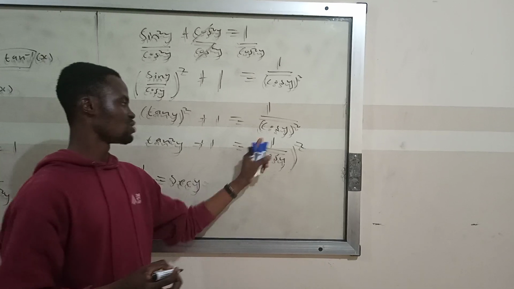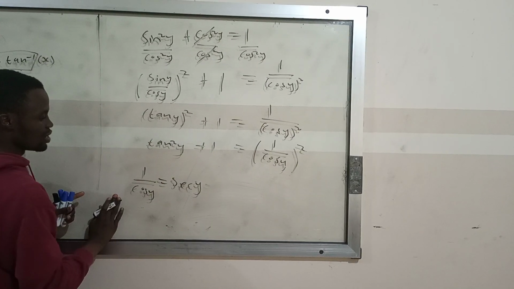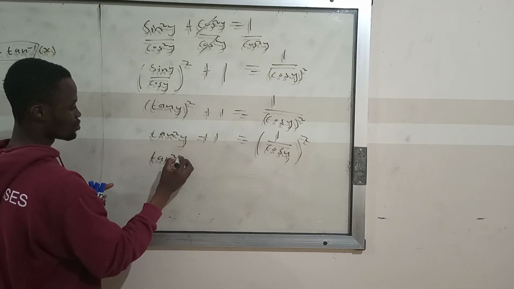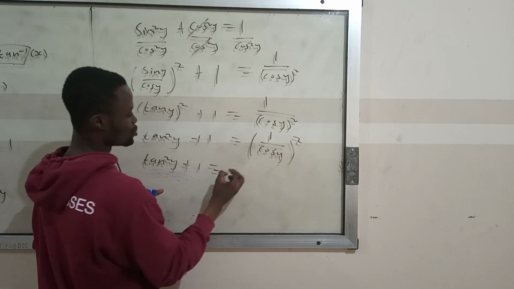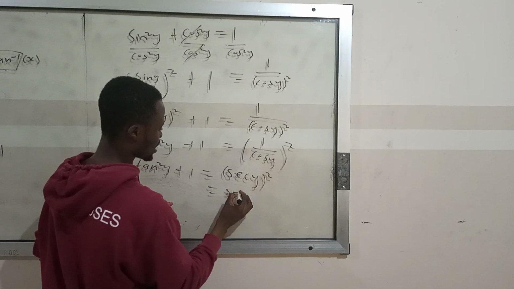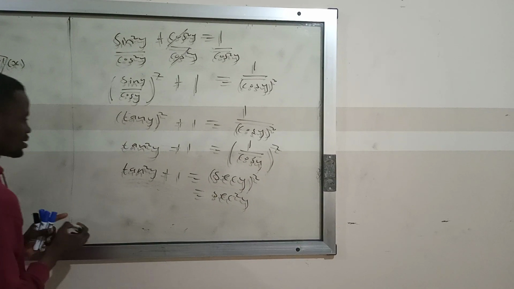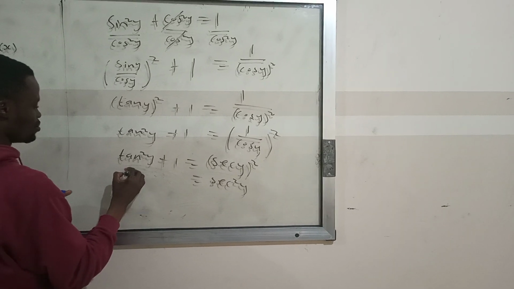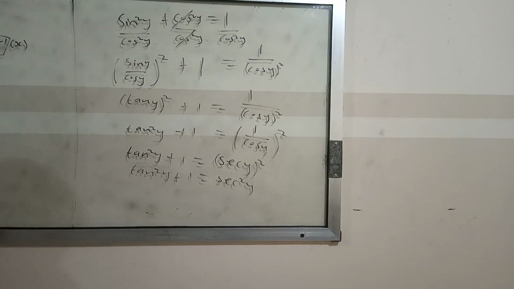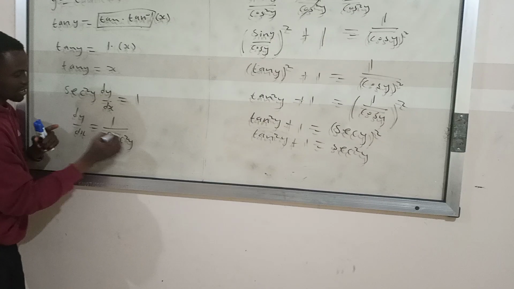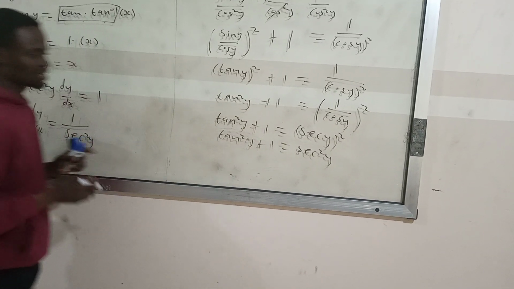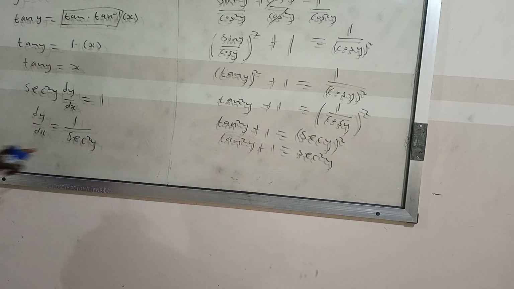So it means that in place of this whole thing, you can put sec there. So here, we are going to get tan square y plus 1 equal to sec y all squared, and it is the same as sec square y. So look at our sec square here. In place of sec square, you can put in tan square y plus 1 here.